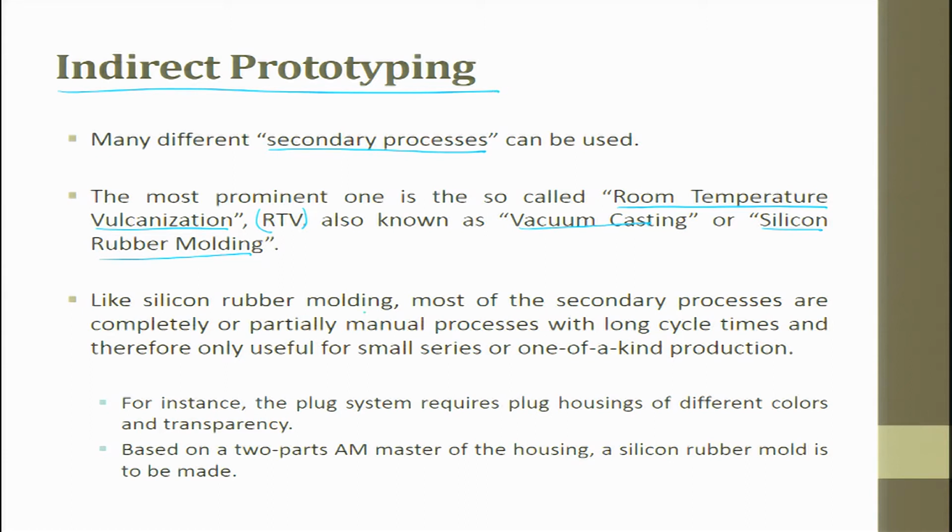Like silicon rubber molding, most of the secondary processes are completely or partially manual processes with long cycle time, and therefore only used for small series or one of a kind production. When you talk about prototyping, it can be used for one at a time. Even in prototyping today, if you want to get multiple customer feedback, we always look for a small series, a small batch size. So, this indirect prototyping technique can be used.